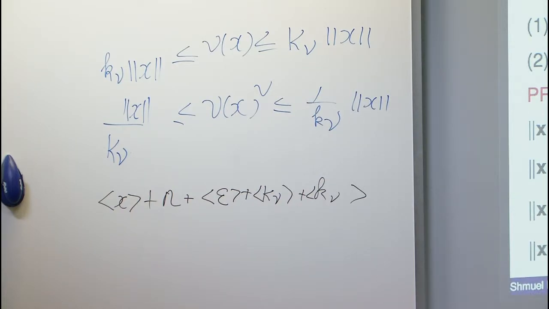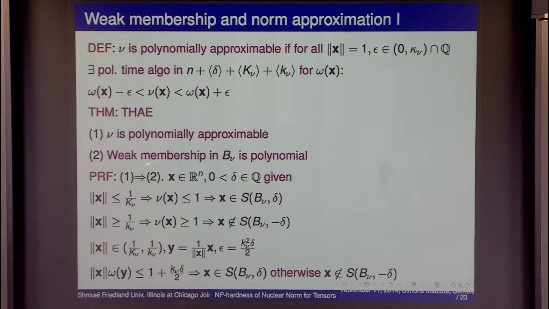So how do we prove that? If nu is polynomially approximable, then weak membership is very easy. First, I look at the norm of x. If it is less than 1 over k nu, then it's already in the set. If it's greater, it's outside. The question is what happens if the norm of x is in between. Now I take epsilon to be that, and I approximate. If x times omega y is less than k nu, then it is in this set, and otherwise in that set.